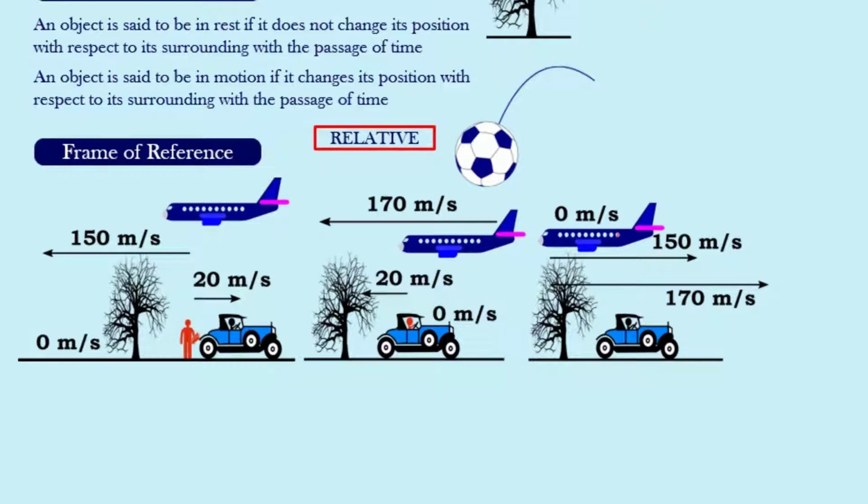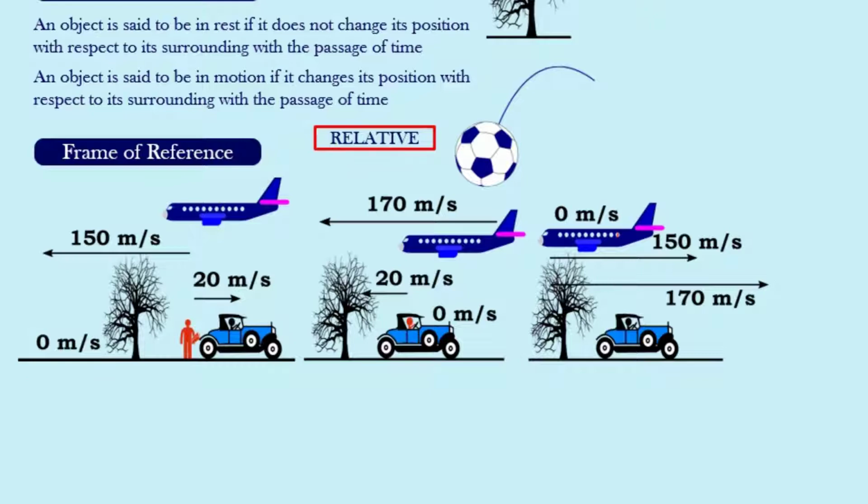Now let us consider the observer who is traveling by car. From inside the car, the observer finds the car is stationary, however, the tree is moving backwards and the plane is coming towards him much faster. He estimated that the tree is moving behind with a velocity of 20 meter per second and the plane is coming towards him with a velocity of 170 meter per second. As the car is stationary, it has zero velocity.